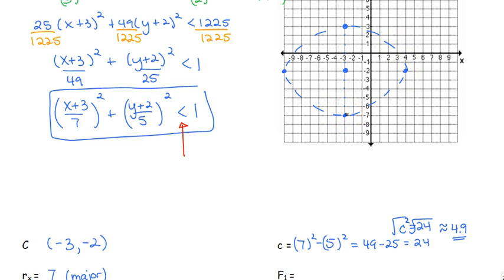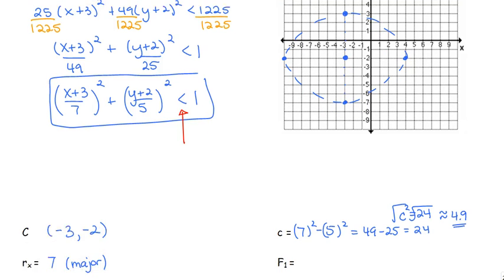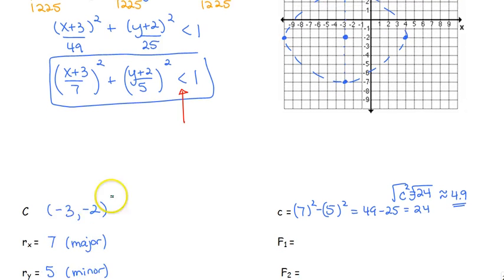We still need our foci. And remember, the foci are going to go on the major axis. In this case, that major axis is the r of x. And we're going to go 4.9. So I'm going to go over 1, 2, 3, 4.9. We're going to go left. 1, 2, 3, 4.9. And again, those are the foci of our graph.